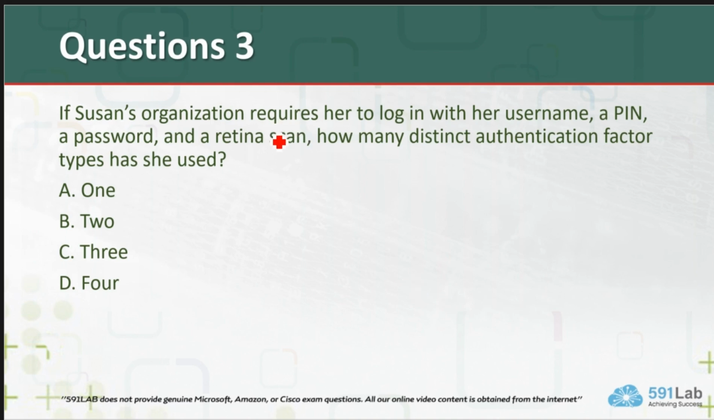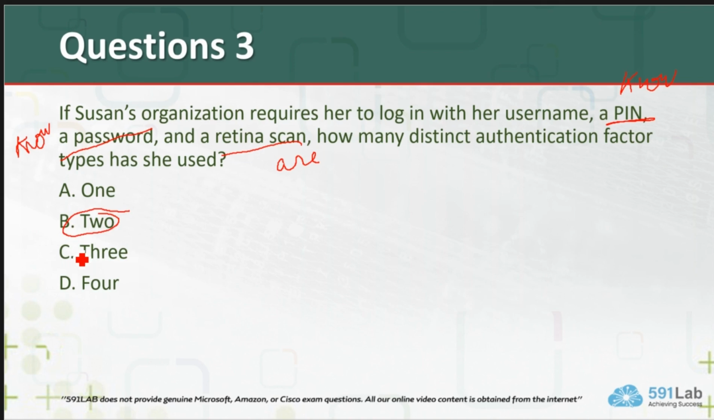Alright, let's go through them together. So, username, okay, this is just identification. A PIN is something you know, as we agreed. Password as well is something you know, so this is the same authentication factor. Retinal scan is something you are, so this is another factor. So in this case, a PIN and a password are considered one authentication factor. Retinal scan is something you are, so this is another thing. So the answer for this one is B, 2 authentication factors.